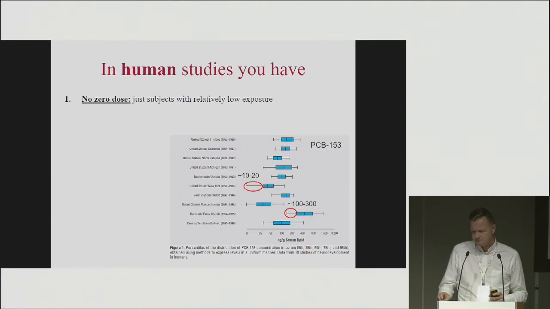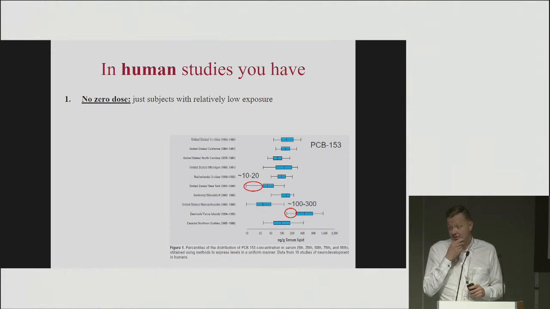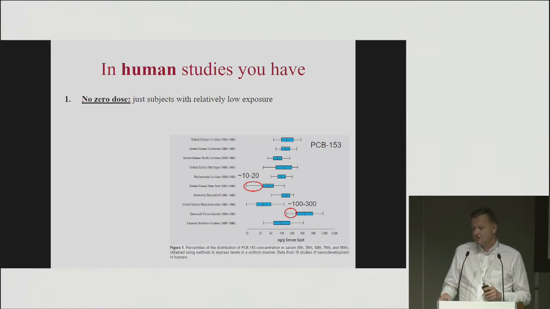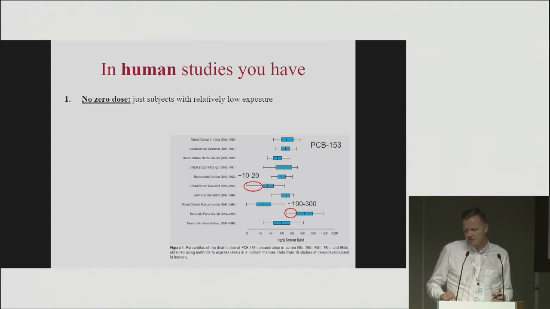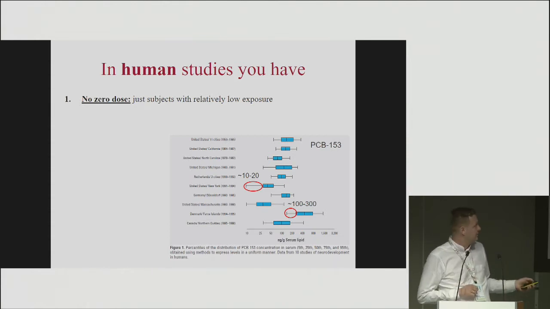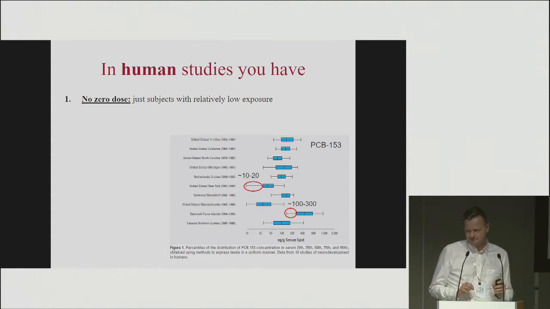For human studies, you have no zero dose. Now, this is an old example. These are 10 publications by Matthew Longnecker. There are 10 different studies on PCBs, but he plots the lipid-standardized PCB 153, and you have the boxes showing the 25th to 75th percentile, and this would be the lowest 25% of the exposure range. If you take a study from the United States, the lower part of the exposure is around 10 to 20 nanograms, but if you go to the Faroe Islands, it's 100 to 300.